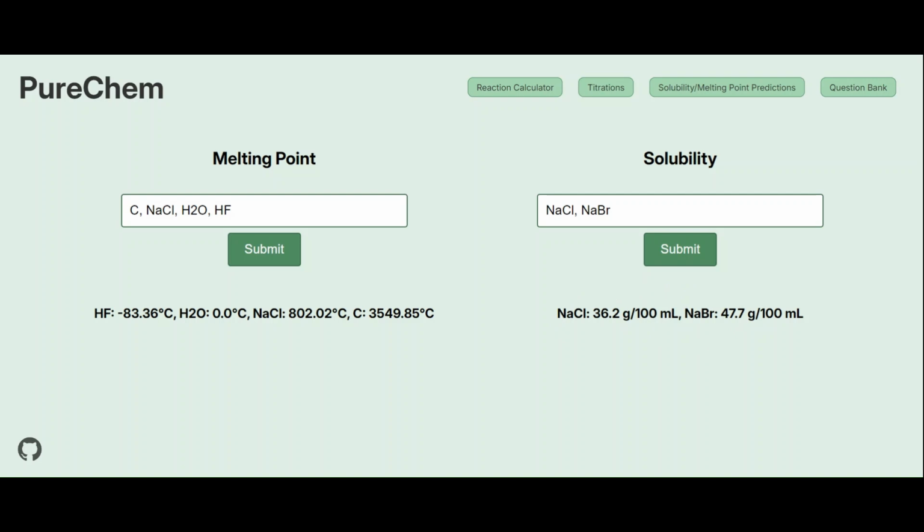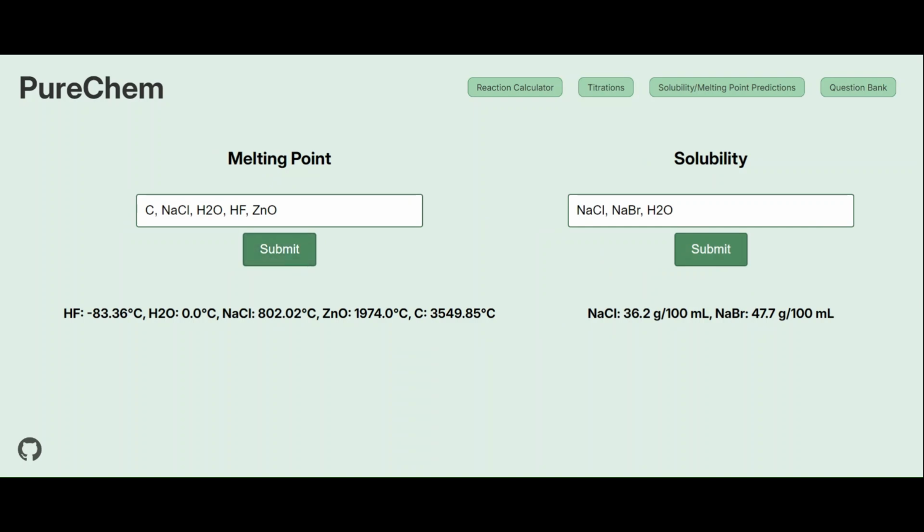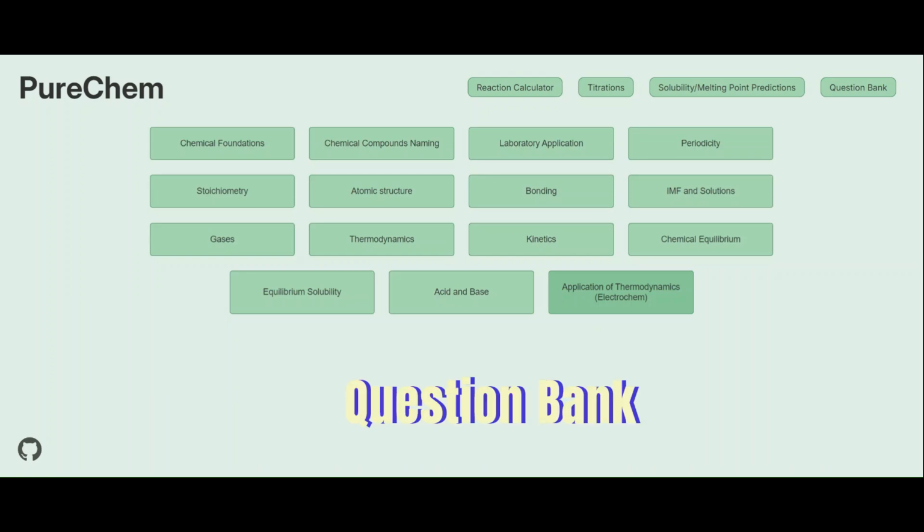One thing to note about these ranking predictions is that if you enter something that may not be in the data library, it will simply not appear within the ranking. Here, CNO is part of the melting point dictionary, so it will appear here. However, if you include CNO, nothing will happen to solubility as we don't have any data yet for solubility of CNO.